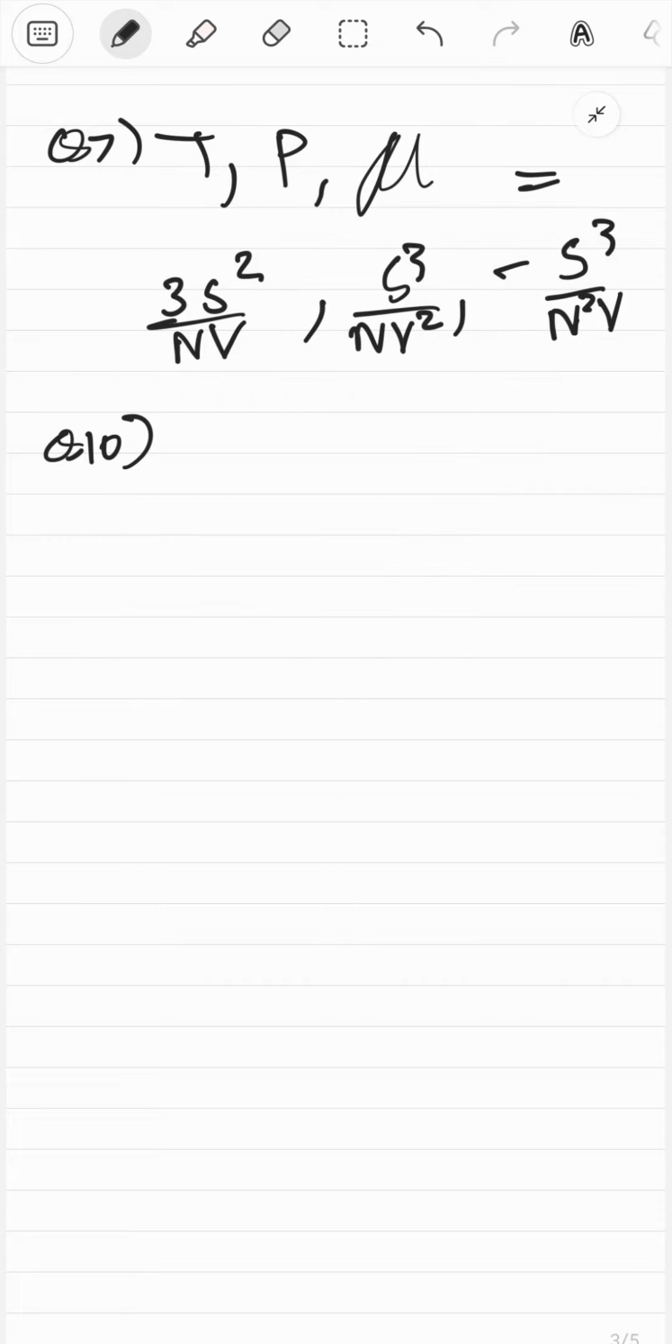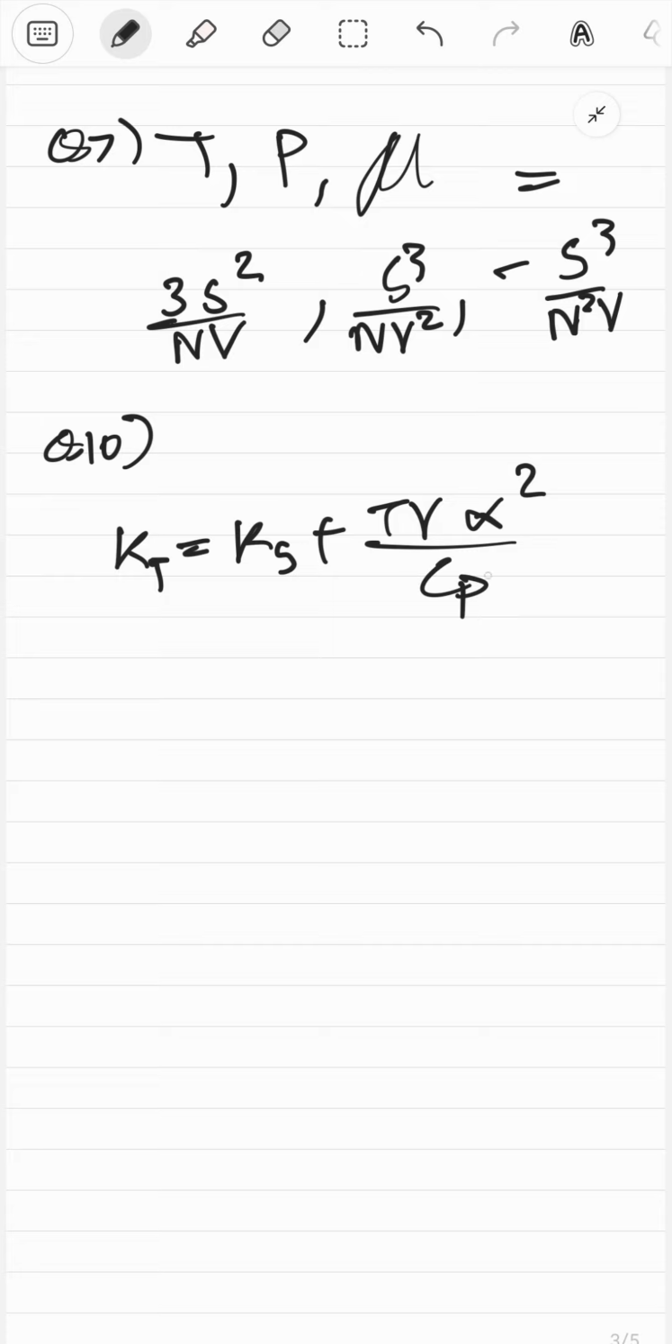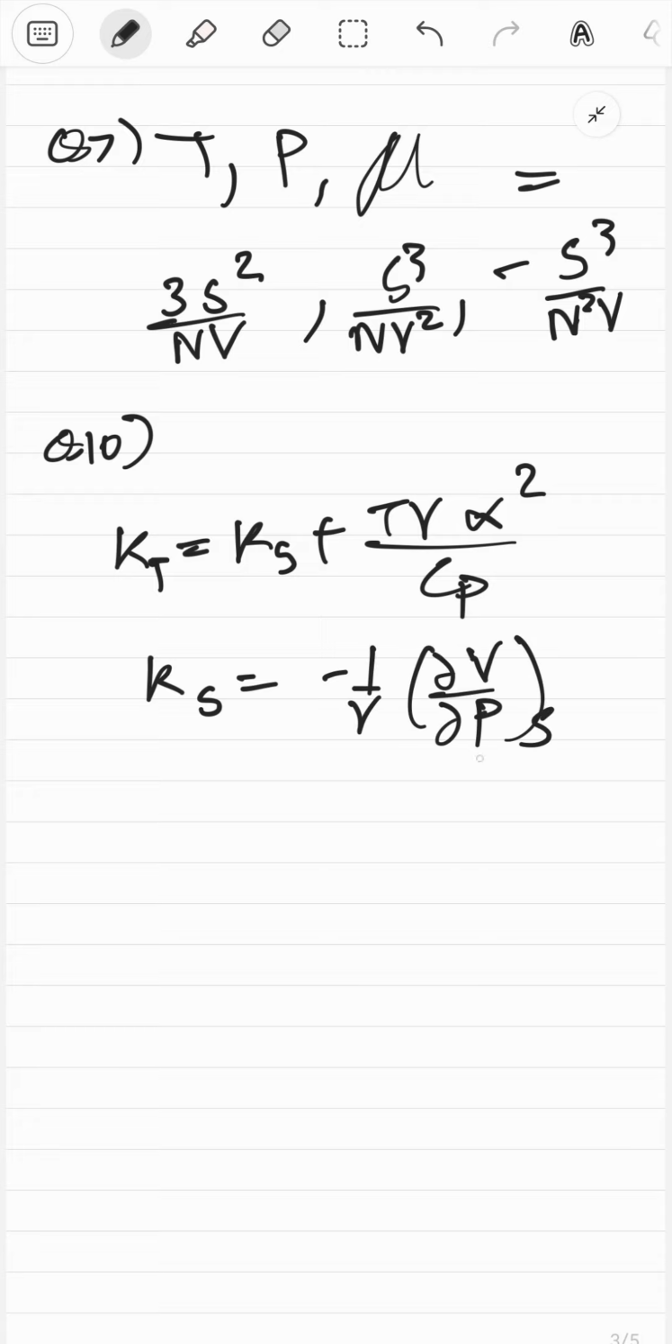Question 10 is, using Maxwell's relation, show that K_T is equal to K_S plus TV alpha squared over C_P. Okay, I thought it was easy. It's not. Fine, just do it. Where K_S is minus 1 by V, partial V by partial P at constant entropy. K_T thing, what the hell? Okay, yeah, that's fine.